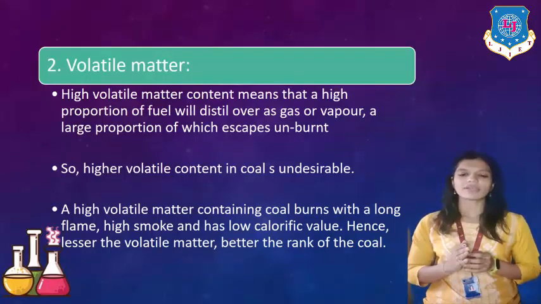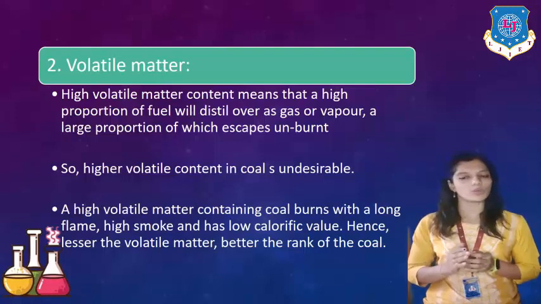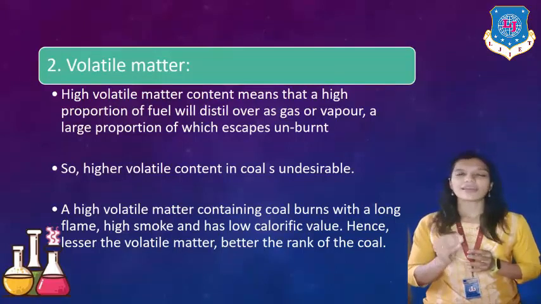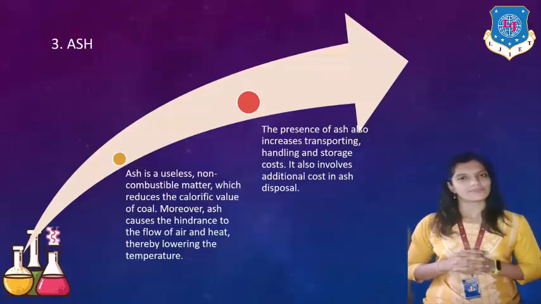A coal containing high volatile matter burns with a long flame, with high smoke, and has low calorific value. And hence, the lesser the volatile matter, the better the rank of the coal. Okay, the lesser the volatile matter, the higher the percentage of carbon and the higher the rank of the coal. In order to get this, we have to understand the process and the importance of the volatile matter.